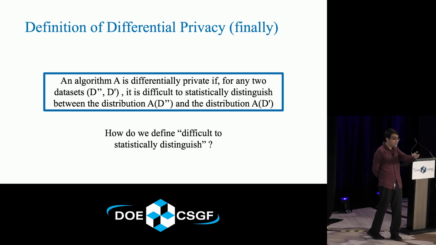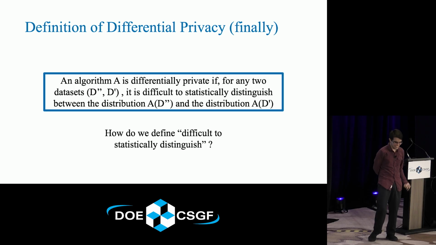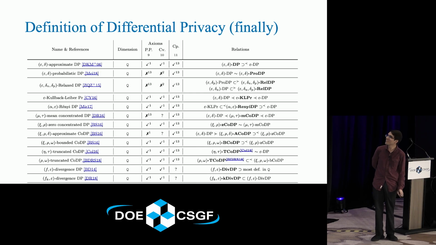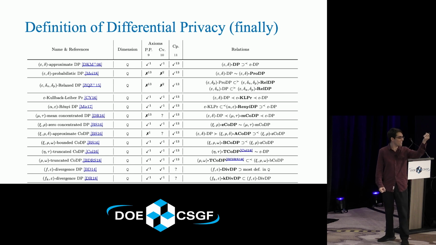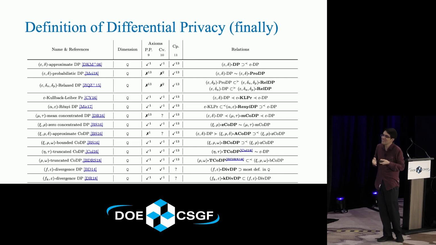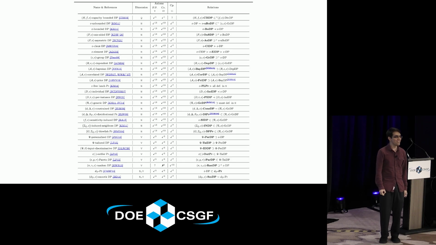And in fact, the community would agree with you, because we haven't come up with a good way yet. Here are all the variations that I'm aware of for how to define difficult to statistically distinguish, and each one of them is going to give you a slightly different definition of differential privacy. I lied to you earlier. I said these are all the different ways. I lied. There's actually more variations.